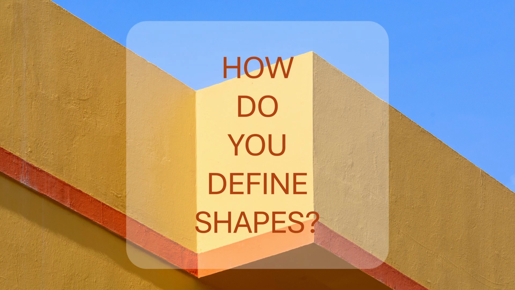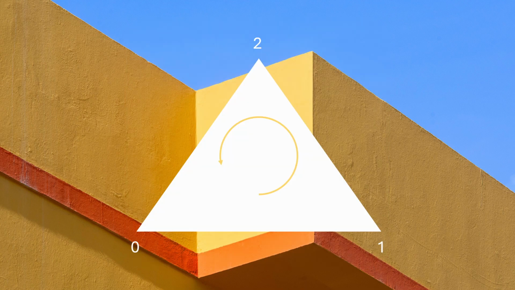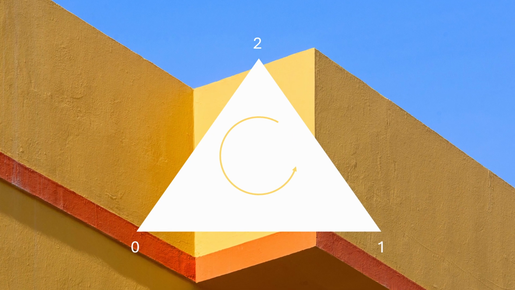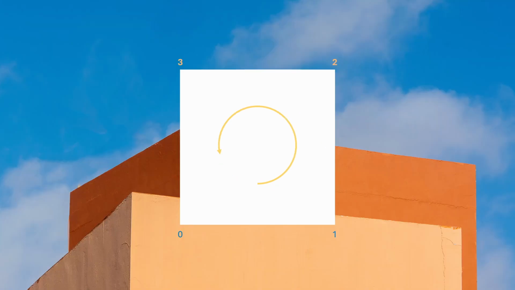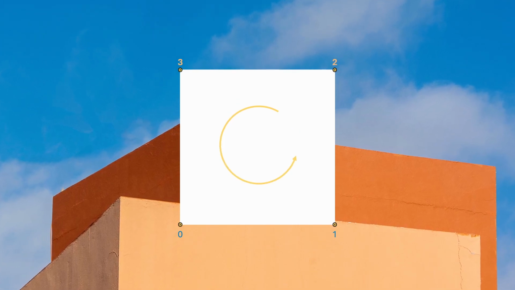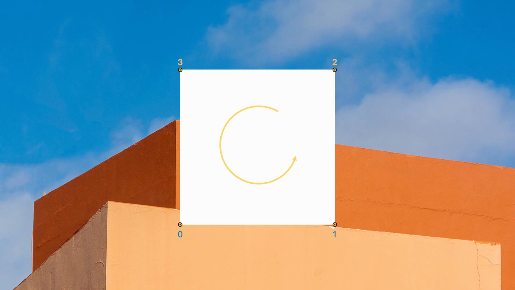How do you define shapes? Well, you start with coordinates that define extremities of a shape. We call them vertices. We collect these vertices in an order. We can assign a number to these vertices in order and define a shape around them.